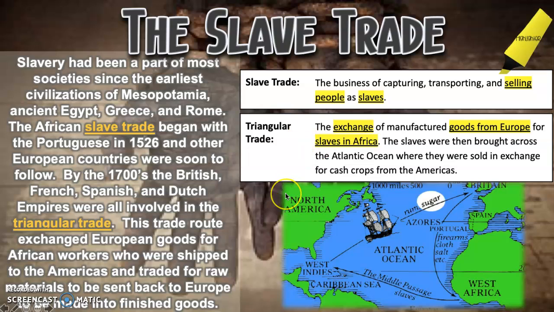So we're going to define triangular trade. It's the exchange of manufactured goods from Europe for the slaves in Africa. The slaves were brought across the Atlantic Ocean where they were sold in exchange for cash crops from the Americas. Those cash crops or raw materials were then brought back to Europe to be manufactured, and this whole cycle would just continue.